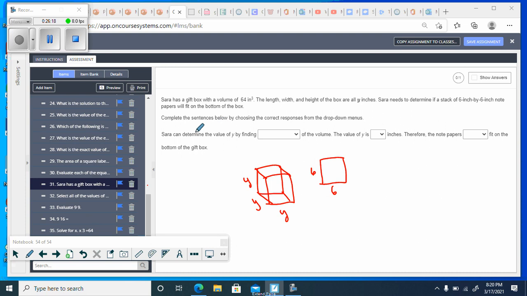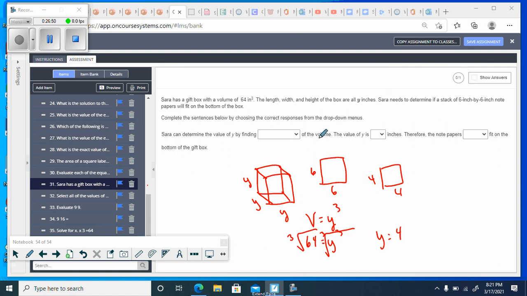Okay, complete the sentence below. Sarah can determine the value of y by finding the cube root, right? If the volume is equal to y cubed and the volume is 64, then to find one side, I need to find the cube root of 64. So y is 4. We're talking about a bottom that would be 4 by 4, okay?